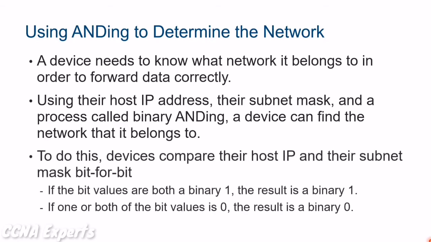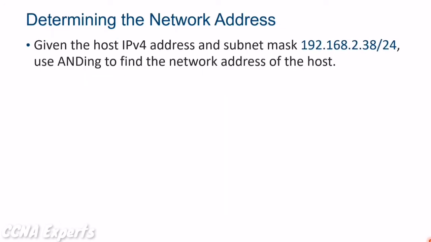To do this, the device compares their host IP and their subnet mask bit for bit. If the bit values are both a binary 1, the result is a binary 1. If one or both of the bit values is 0, the result is a binary 0. Let's take a look at an example. Let's say we have a PC with a host IP address and a subnet mask of 192.168.2.38/24, and we'll use ANDing to find the network address of the host.